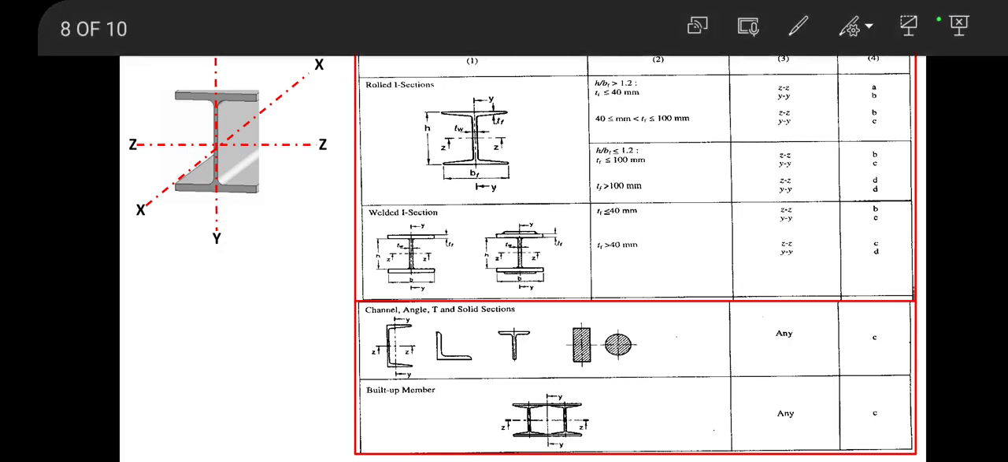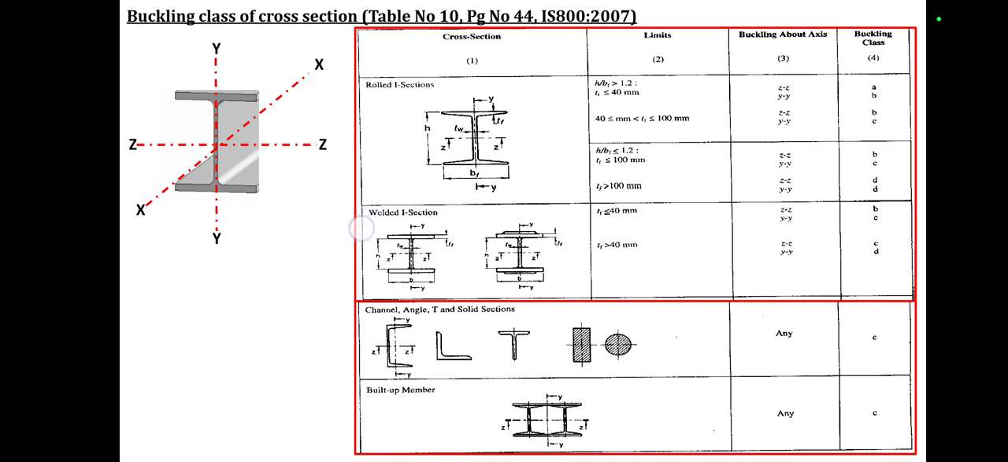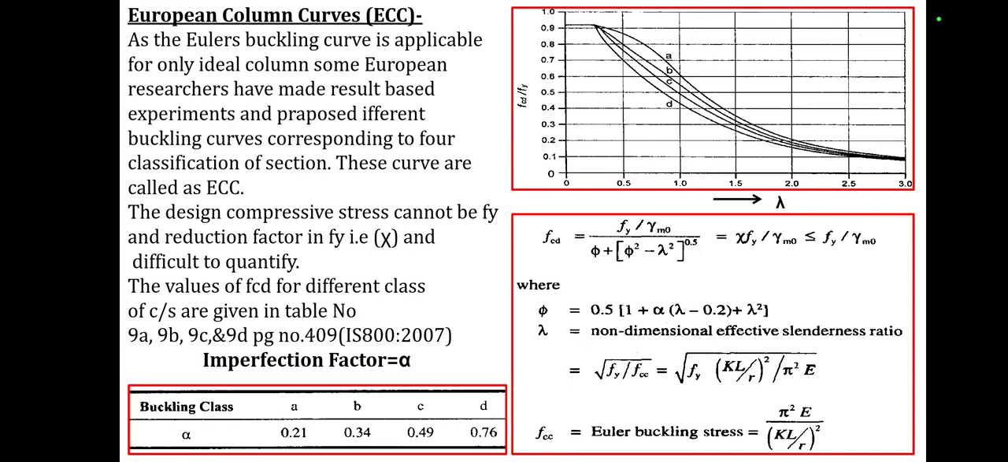Buckling class of the section. From Table number 10 on page number 44, we get the idea regarding the buckling classification of the section. From the bottom, if you observe the channel section, angle section, T section and other solid sections, the buckling class of the section is C. Always remember this. For the built-up member also, the buckling class of the section is C. So this buckling class governs the imperfection factor.